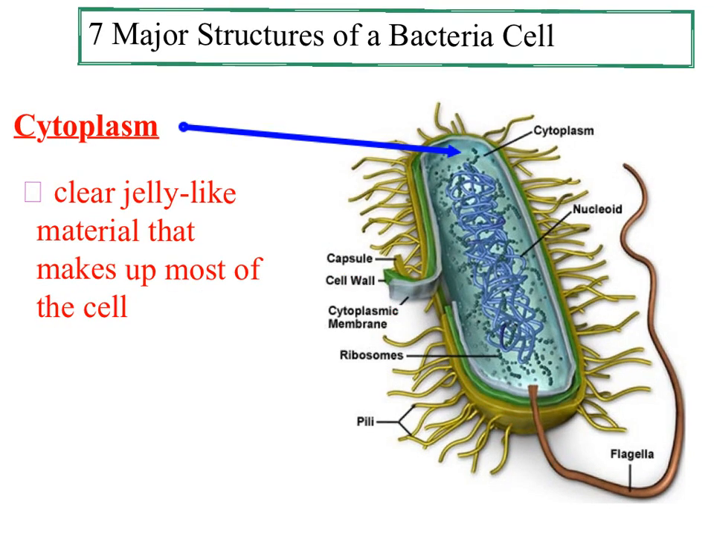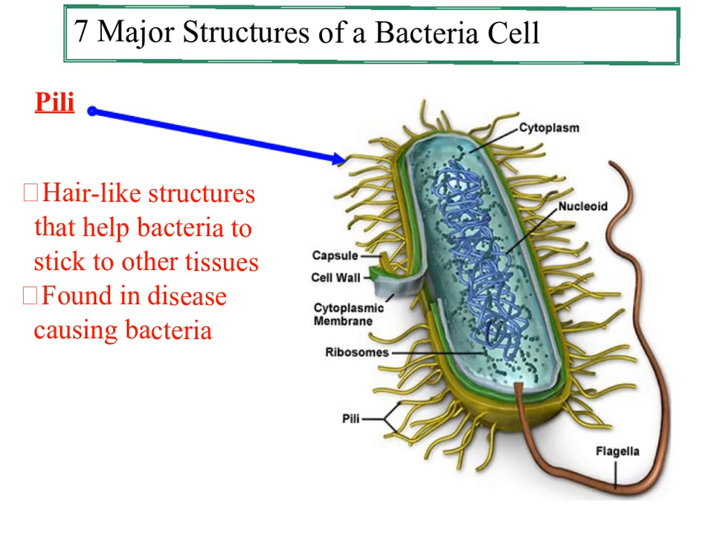Next up, we have the cytoplasm. Just like in our happy little eukaryotic cells, prokaryotic cells have cytoplasm, which is just that clear jelly-like substance that suspends the organelles and takes up most of the space in the cell.